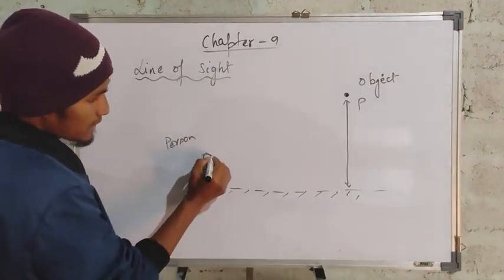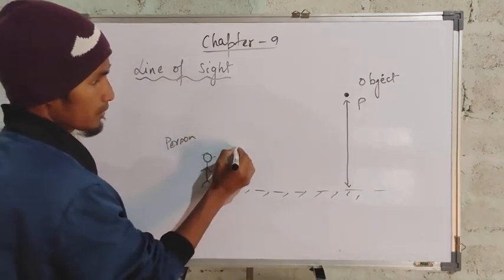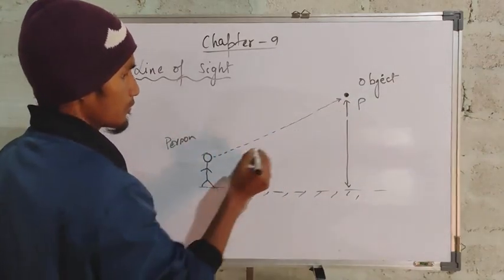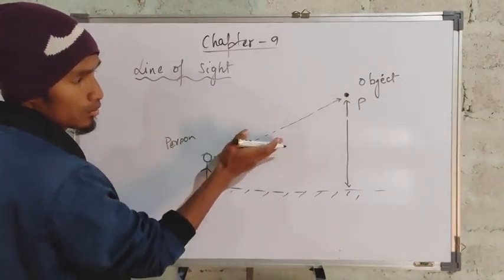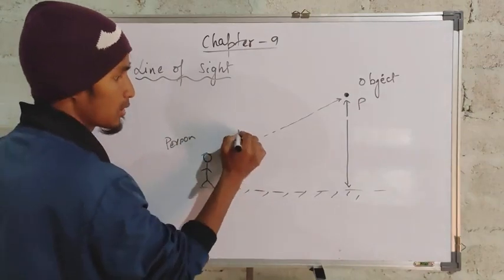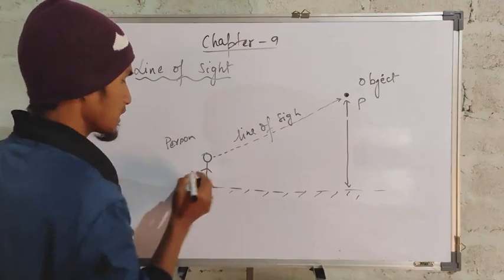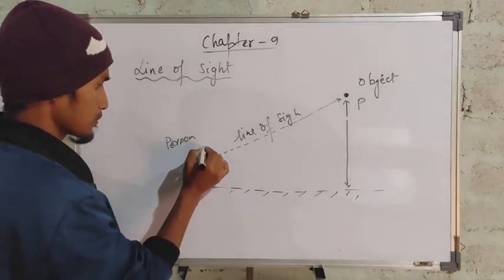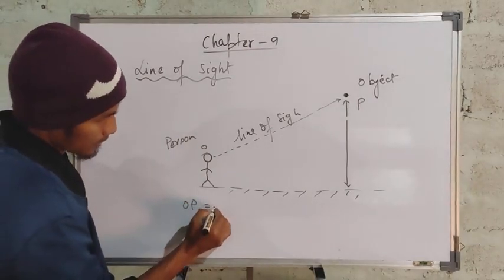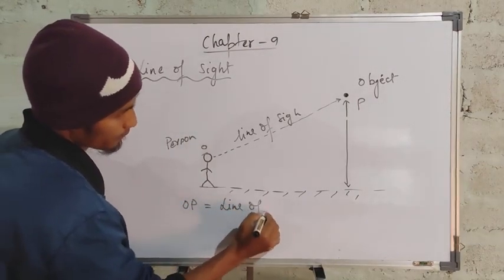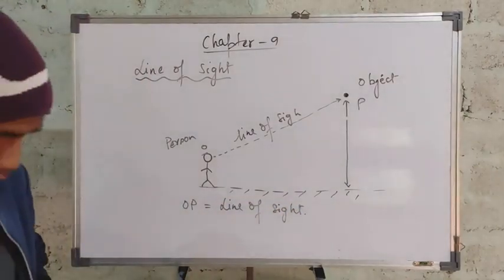Now his eyes look upward, in the direction of that object. This line, the direction where he looks, will be called the line of sight. Let's take this as point O. Line OP is called the line of sight.